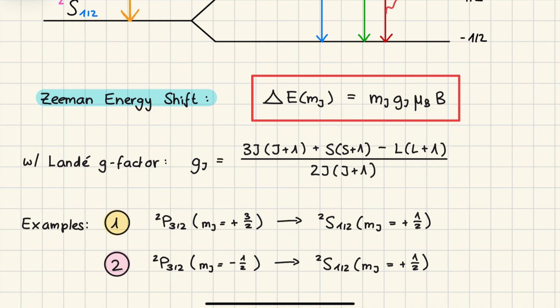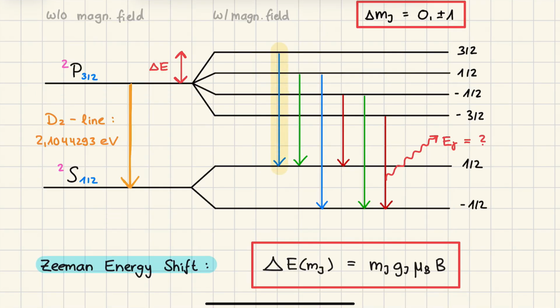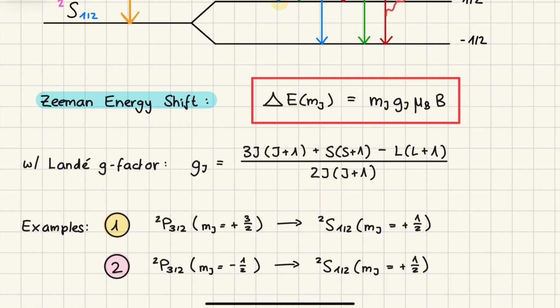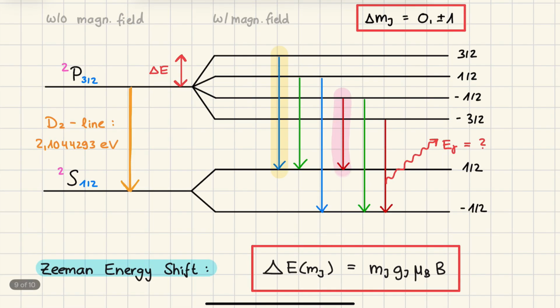The first example is the transition from ²P3/2 with mj equals 3/2 to ²S1/2 with mj plus 1/2. That is this transition right here. The second example we're going to calculate is the transition from ²P3/2 with mj minus 1/2 to ²S1/2 with mj plus 1/2, which is this transition. And as you can see, even though this diagram is not drawn to scale, it's just a schematic diagram, you can still see that this difference is smaller than this difference, which means in return that when we calculate the photon energy, this one is going to have less energy than this one.